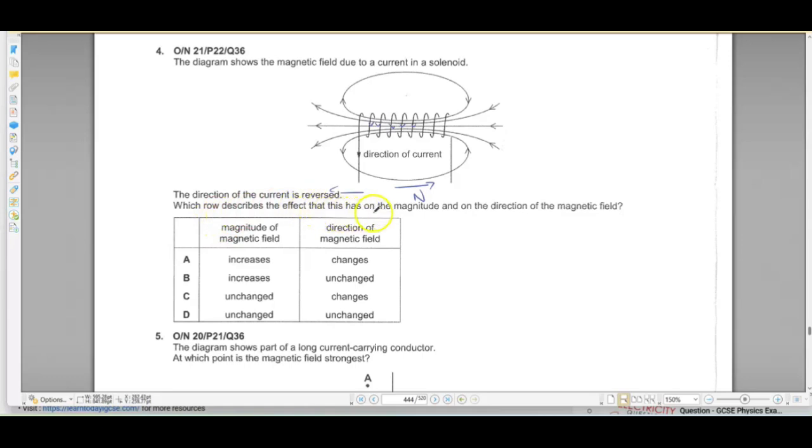Which row describes the effect that it has on the magnitude and on the direction of the magnetic field? The magnitude is going to have no change, because the direction has been reversed, but the current hasn't been made stronger or weaker. It's just the direction that has been reversed. So the reversal of the current changes the direction of the magnetic field as well. The magnitude of the magnetic field is going to remain unchanged and the direction of the magnetic field changes. So C is going to be our correct option.